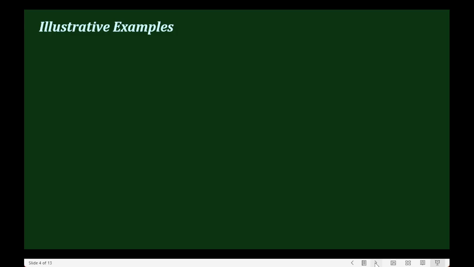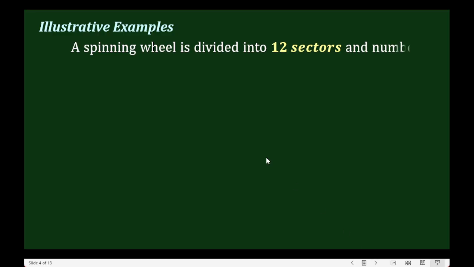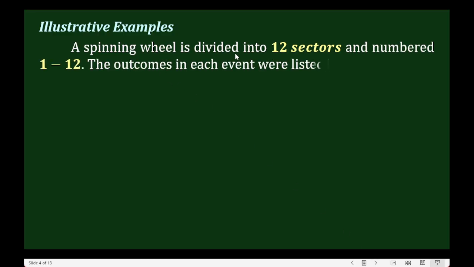Now let us take some examples. Suppose you have a spinning wheel, and the spinning wheel is divided into 12 sectors and numbered from 1 to 12, which means each sector is numbered. The outcomes in each event are listed below as sets.